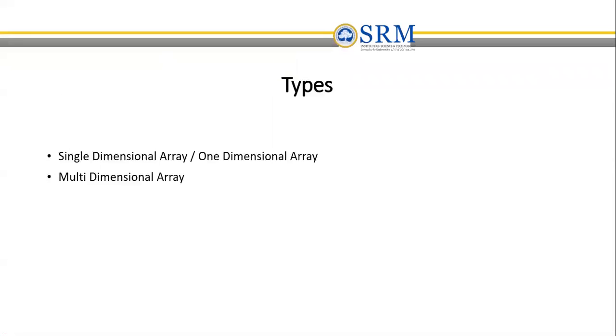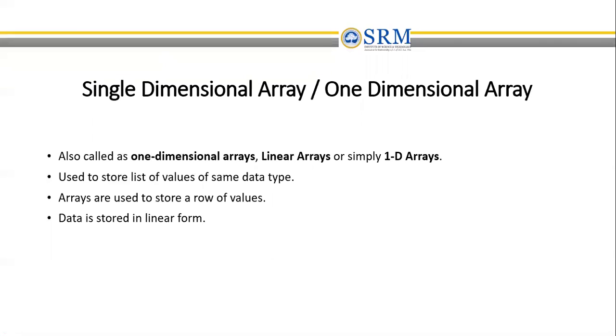Coming to the types of arrays, there are two types: single-dimensional array and multi-dimensional array. In this lecture we are going to concentrate only on the single-dimensional array, which is also called a one-dimensional array. We can also call it a linear array or a 1D array. It is used to store a list of values of the same data type, and it always has a row of values with the data in a linear form.